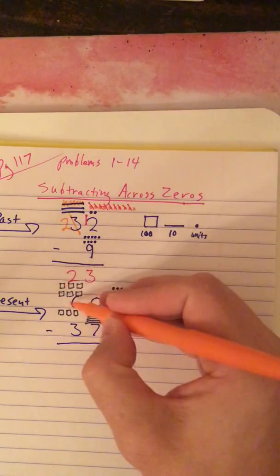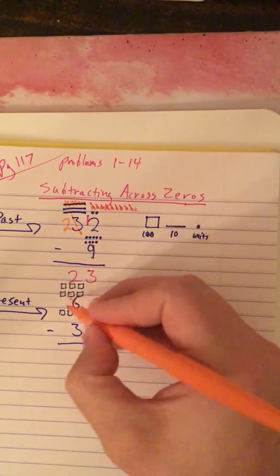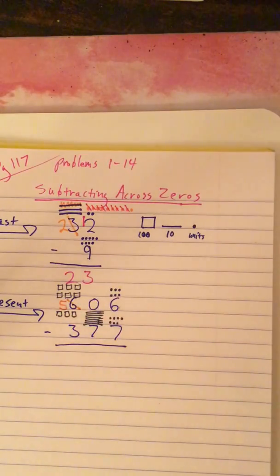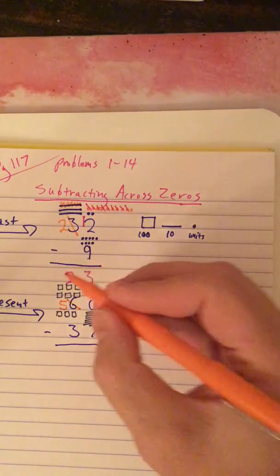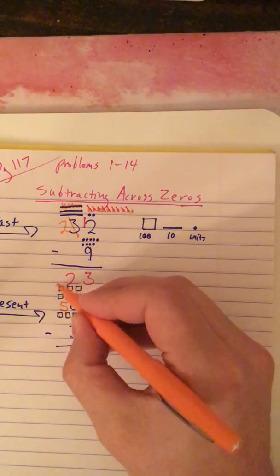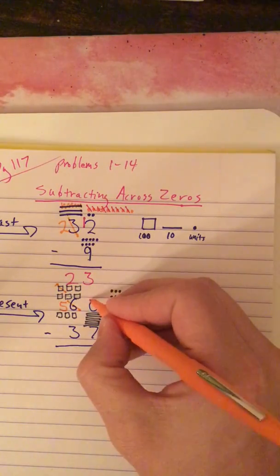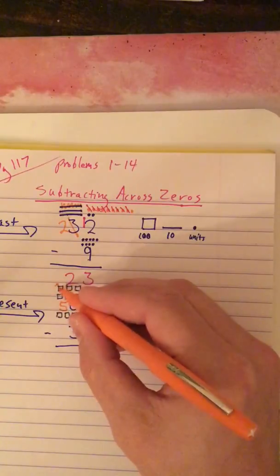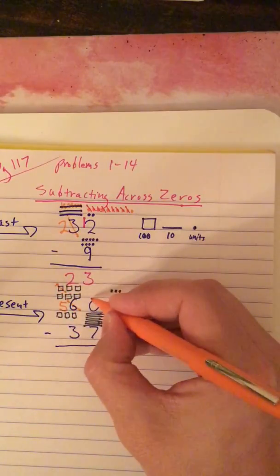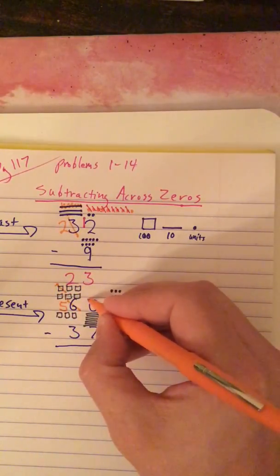And so I need to borrow. So that 6 turns into a 5. When I do that, it cancels out one of these big blocks. Now here's the challenge for me. I've got to put 10. See, these big blocks now, whenever they move over here, they become 10 longs.